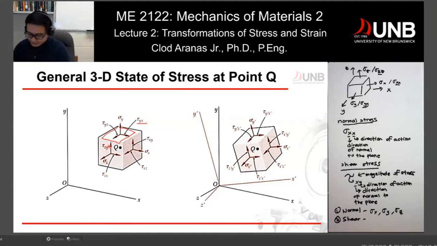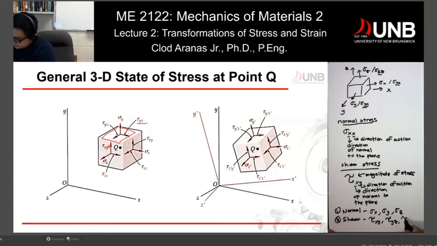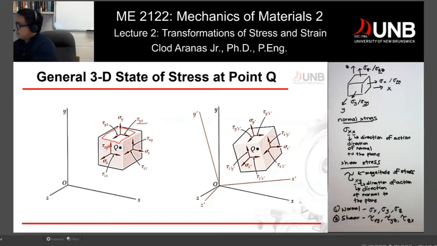So for shear stresses, we have tau xy, tau yz, and tau zx. So we have a total of 6 different components. I think you may not be able to see it; I'm just looking at my video. But that's tau xy, tau yz, and tau zx. So we have 6 different components: 3 different normal stresses, 3 different shears.